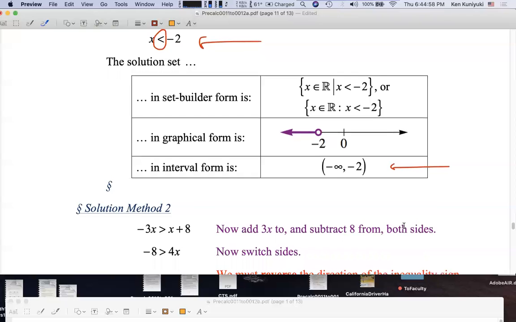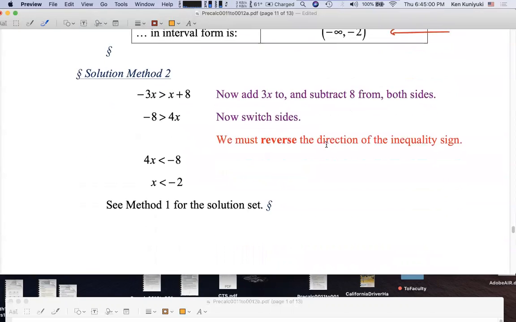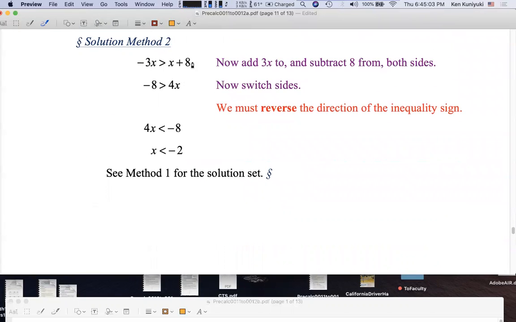Another way to do this is that you could subtract 8 and add 4x to both sides if you wanted a positive coefficient on x, but then when you switch sides, again, you have to flip the symbol. So in either method, you have to flip the symbol. 4x < -8, divide by positive 4, you get x < -2, and you end up with the same solution set. So in either method, you have to reverse that inequality symbol.